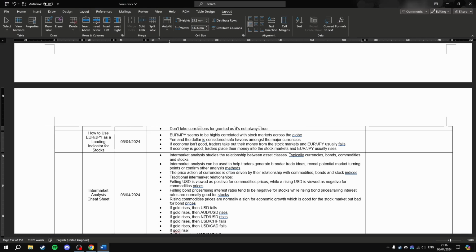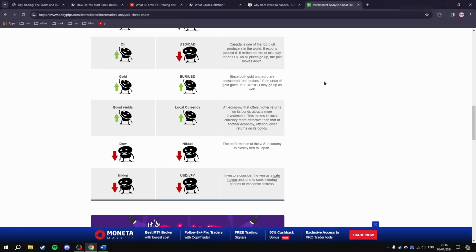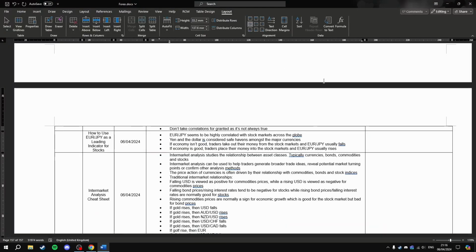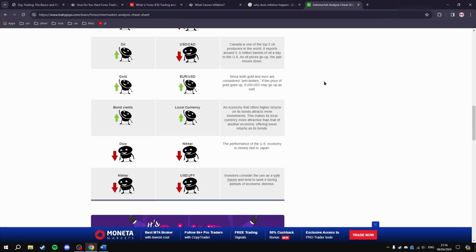If gold rises, then EUR/USD rises. Since both gold and euro are considered anti-dollars, if the price of gold goes up, EUR/USD may go up as well. So this is when you're using more USD to buy 1 euro. If gold goes up, then you need more USD to buy 1 euro.